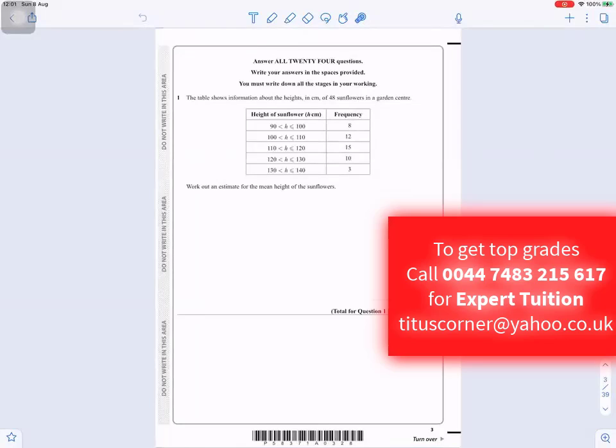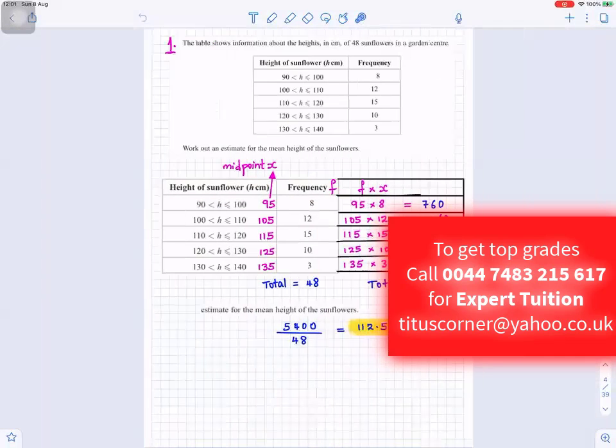The table shows information about the height in centimeters for 48 sunflowers in a garden center. It's question number 1. Work out an estimate for the mean height of the sunflowers.